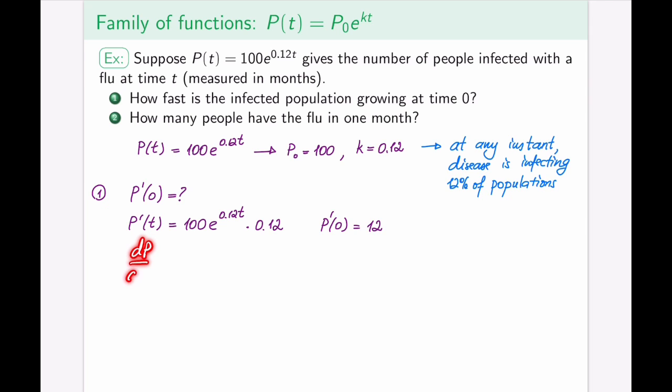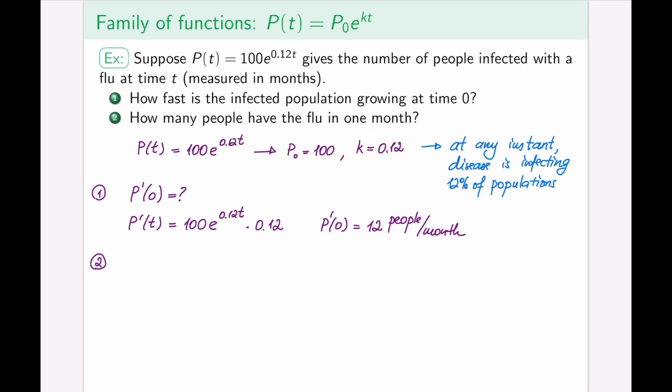Remember that maybe rewriting it in a different notation will help with units. dP/dt: the P, the population, is measured in the number of people, and the time is measured in months. So I will have myself 12 people per month. That means that right at the beginning of the flu, there are 12 people per month that are being infected.